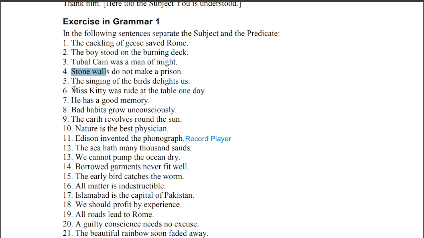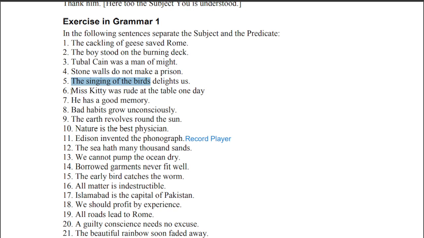Statement number 5. The singing of the birds delights us. The speaker has first named a thing, the singing of the birds. After naming a thing, the speaker or the writer has said something about the subject, and that is being indicated by "delights us." So, guys, delights us is the predicate, while the singing of the birds is the subject.